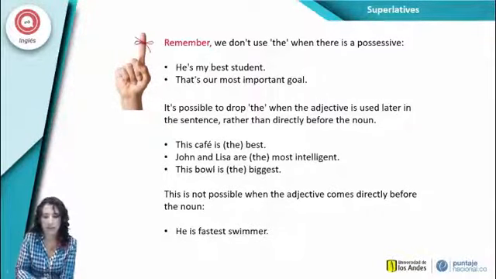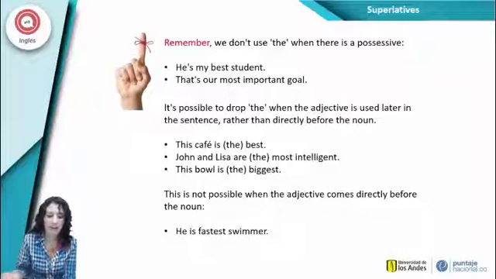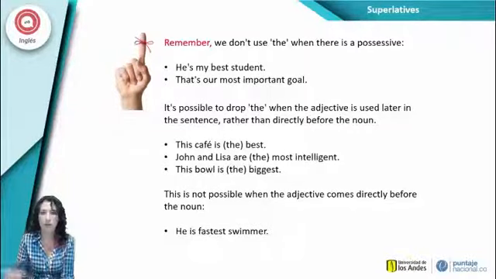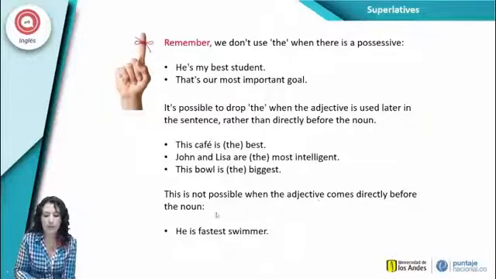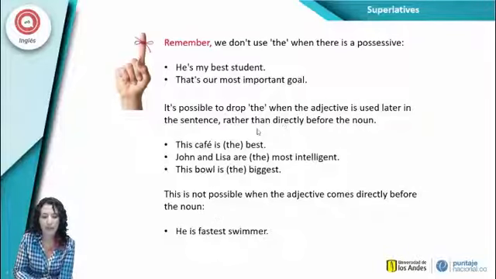Lo mismo con "John and Lisa are most intelligent, as I told you before". Estamos hablando de Lisa y de John y ya llevamos haciéndolo bastante tiempo, entonces no tenemos que estar repitiendo la partícula "the" all the time. This is not possible when the adjective comes directly before the noun. Dice, this is not possible when the adjective comes directly before the noun.